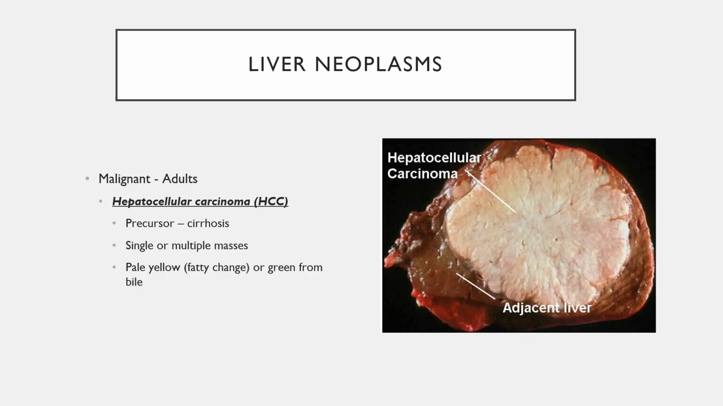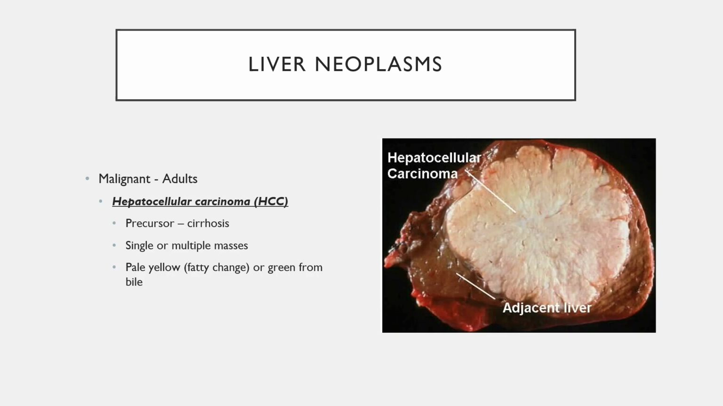Common underlying causes you should mentally connect to HCC: chronic hepatitis B, chronic hepatitis C, alcohol liver disease, or non-alcoholic fatty liver disease, and also aflatoxin exposure. Basically, long-term inflammation plus regeneration plus DNA damage equals tumor risk.